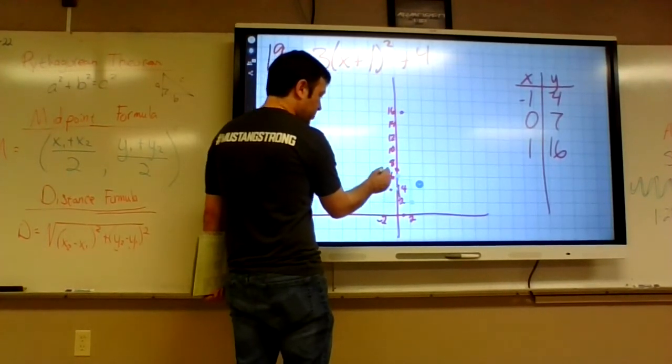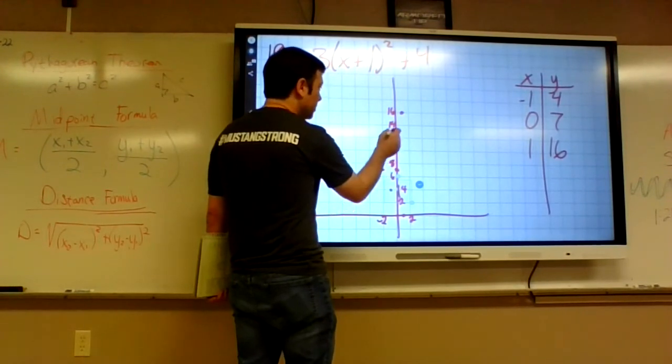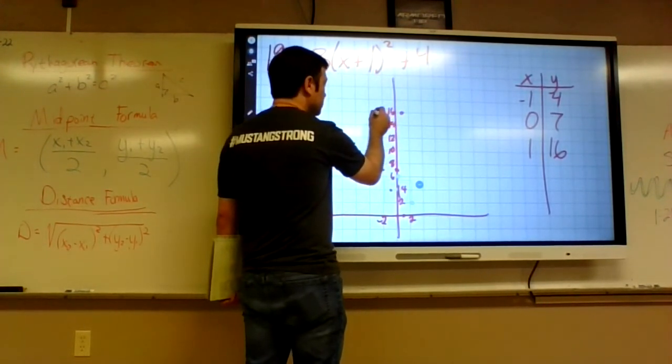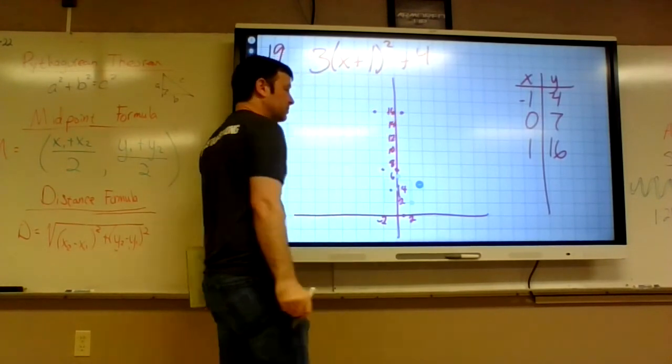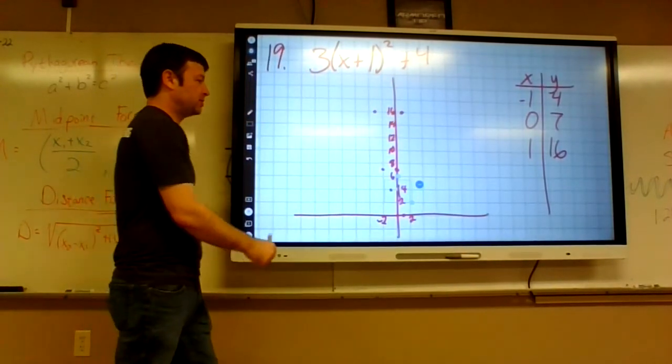Okay, make the twin. So this is the middle right here, so this would be like the reflection image. So it's really skinny.